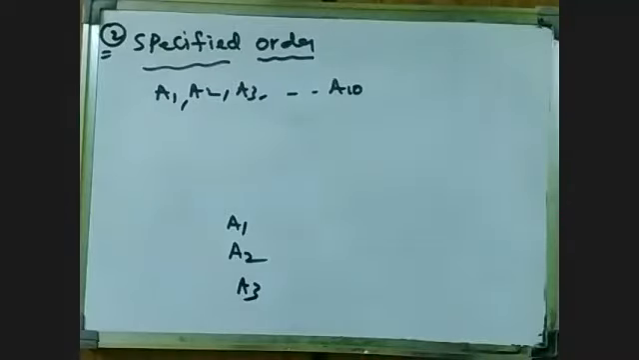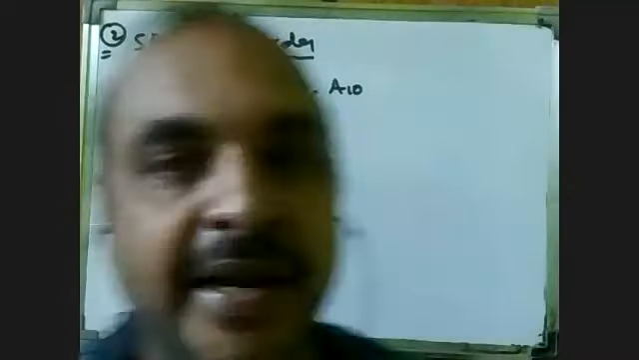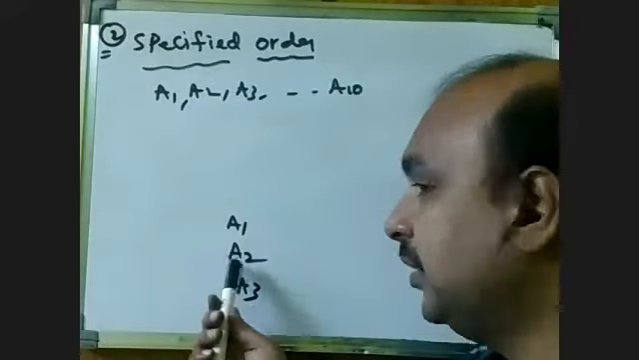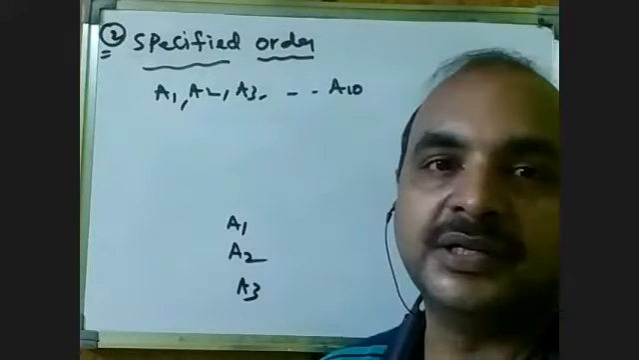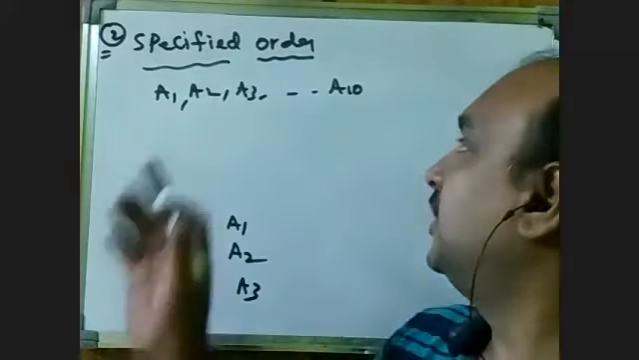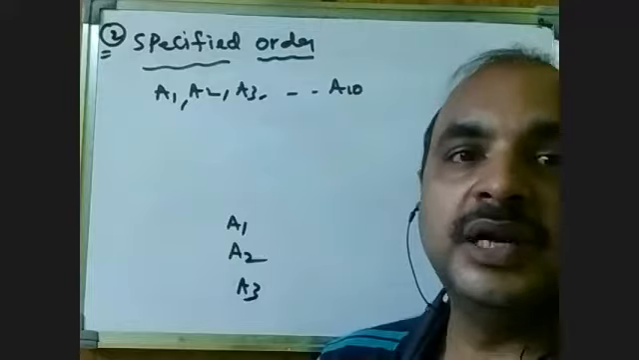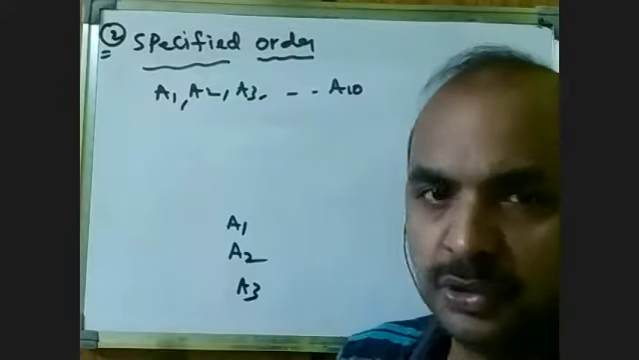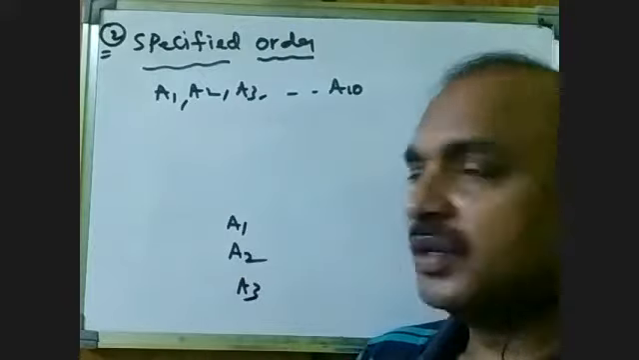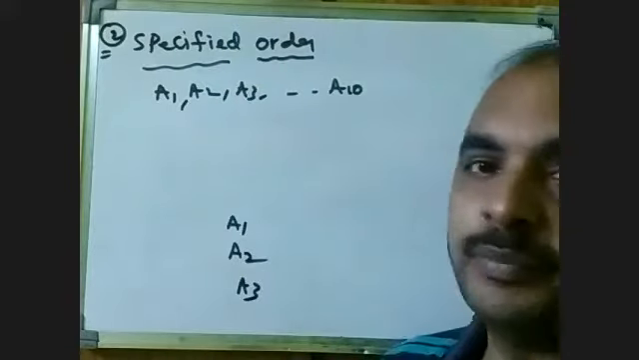The rank of A1 is always above A2, and the rank of A2 is always above A3. How can we arrange this? Let me explain. There are 10 students, and they got ranks like this. You know only this information: the rank of A1 is always above A2, and the rank of A3 is always above A2.